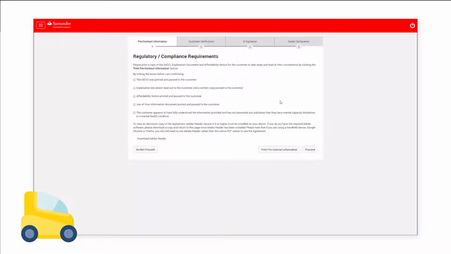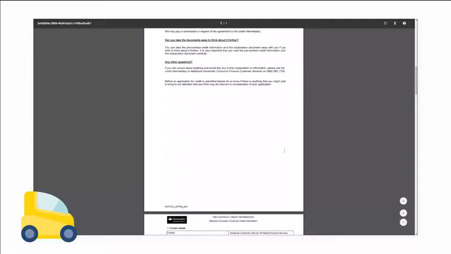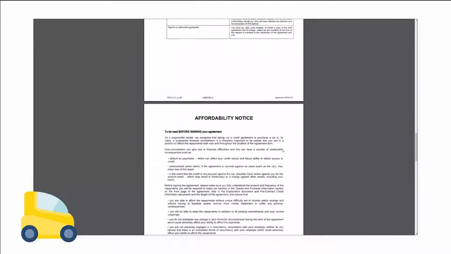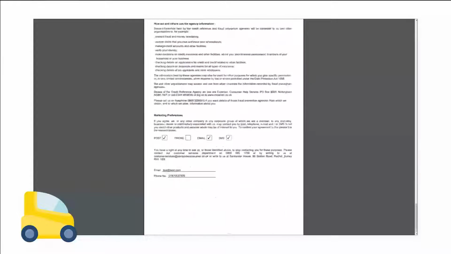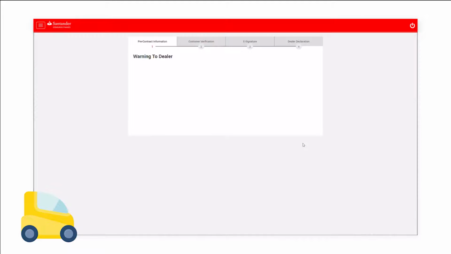The first step is to confirm that you have provided all pre-contract information documents to the customer and that they fully understand the information. The documents given to the customer include the standard European Consumer Credit Information document, explanation document, use of information document, and affordability notice. All documents are available to be printed as PDFs from this page. You must tick all 5 confirmation boxes to proceed.